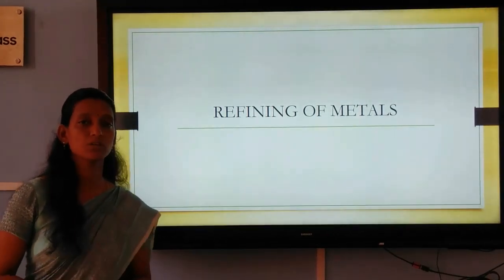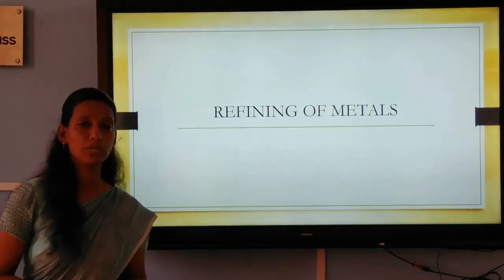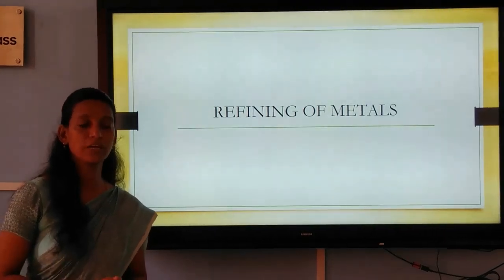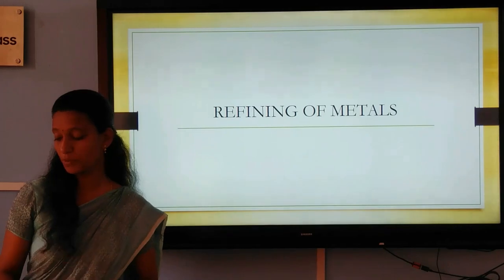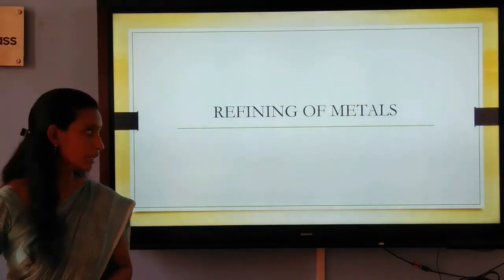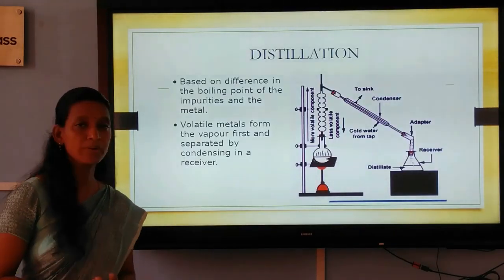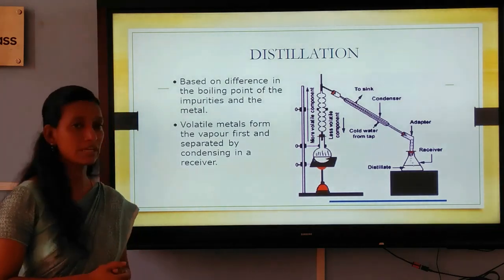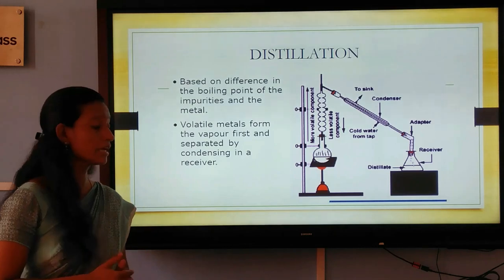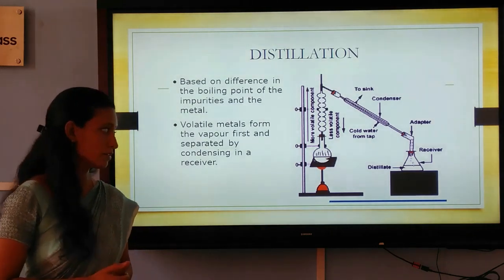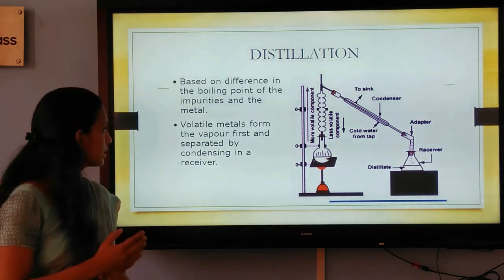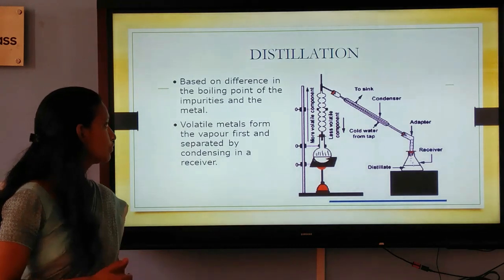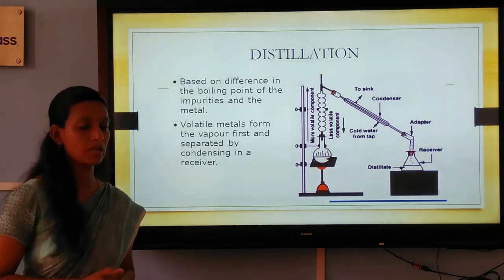Like, suppose the metal has a very low boiling point, like that of zinc or mercury, we can adopt the process called distillation. In distillation, the impure metal is heated in an iron retort, and the vapors that are evolved are later condensed and collected in another vessel. Now, this is again based on the difference in boiling point of the impurity and the metal.